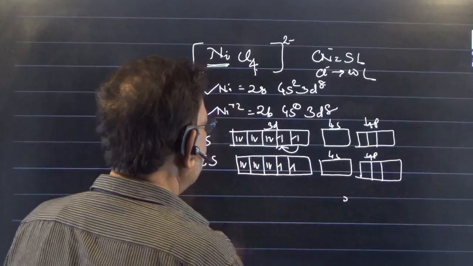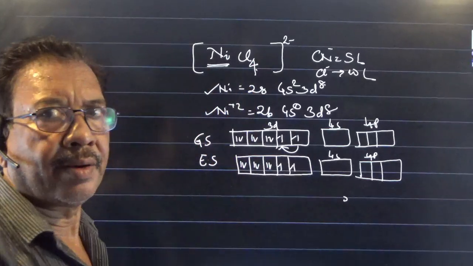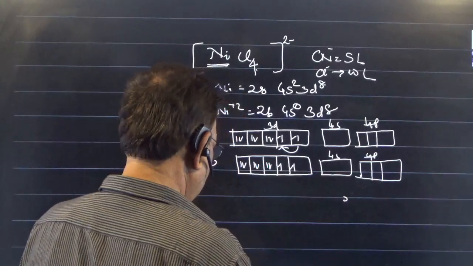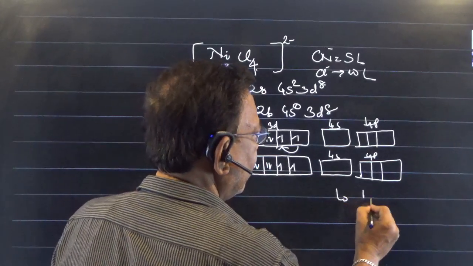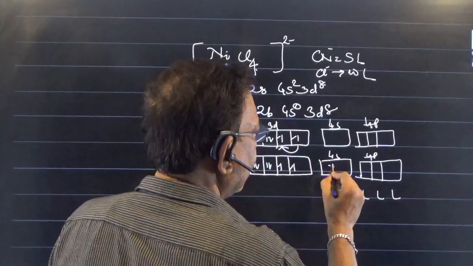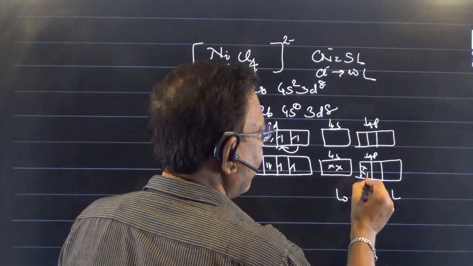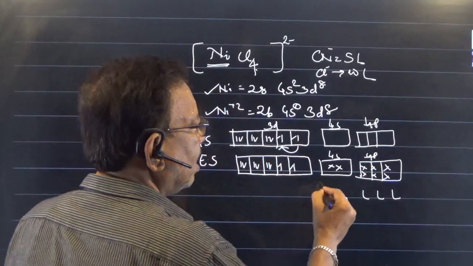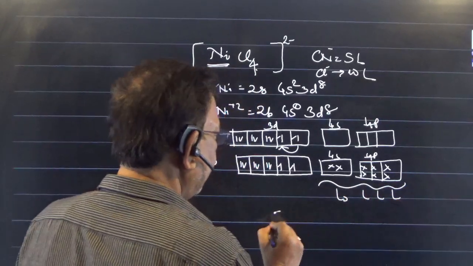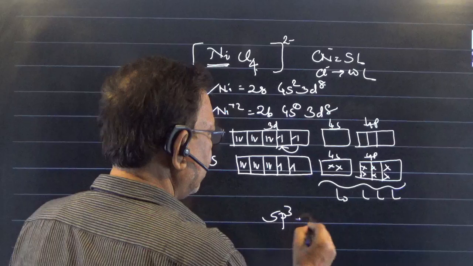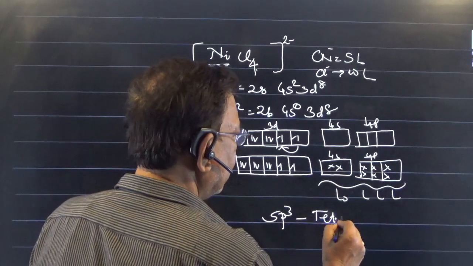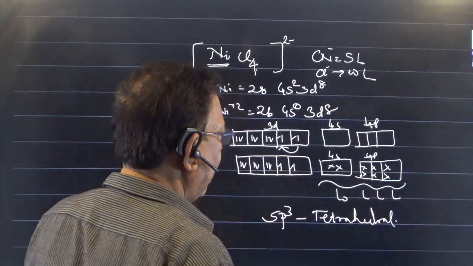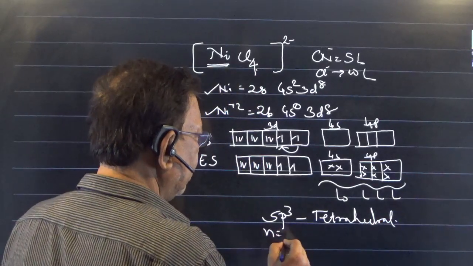Now, 4 ligands are coming. Whenever there are 4 ligands, this will be the position of the ligands. Ligands will supply pairs of electrons. So hence sp3 hybridization. This is tetrahedral. And the number of unpaired electrons is 2.